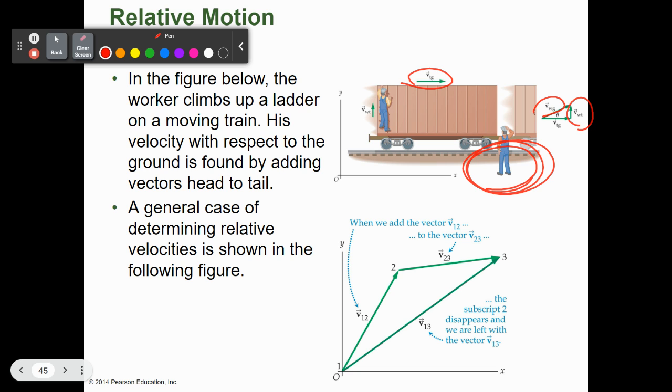And this is the same thing. We have a vector 1, 2 would be the first object relative to the second object. And then you're going to have another velocity vector of the second object relative to the third object. So to find the resultant, that would be the vector of the first object relative to the third object, since that's going to be the resultant of those two vectors added together.